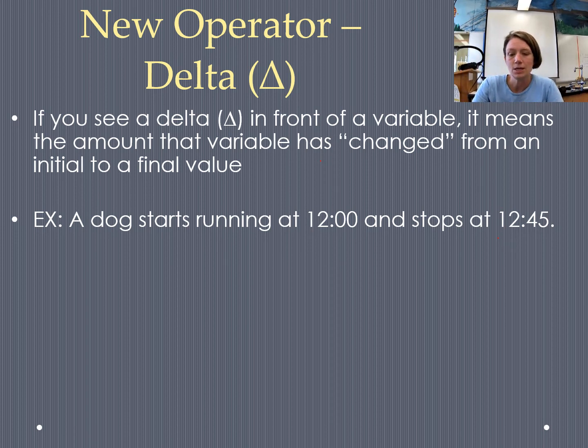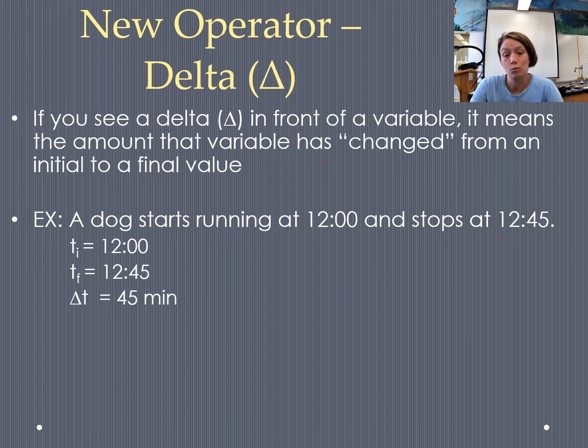So that delta means how much a variable changes by. In this problem, my initial time would be 12 o'clock, my final time would be 12:45, but my delta t, or change in time, would be 45 minutes, and that's probably going to be the most interesting variable that you can get out of that statement, and the most useful one in terms of physics as well. So delta is how much a time changes by.